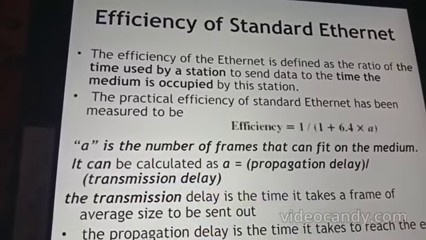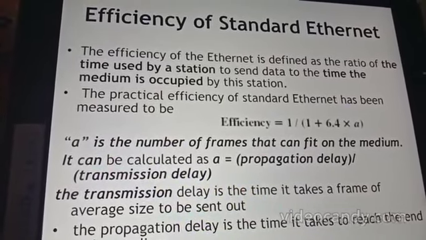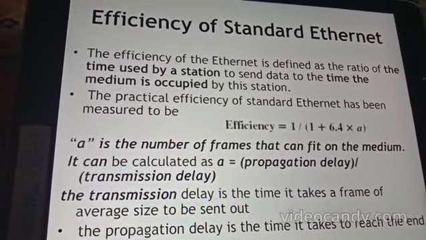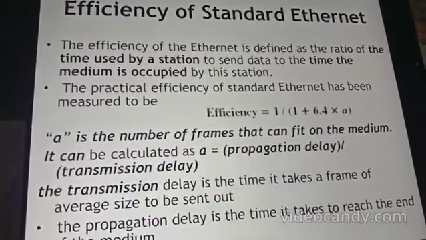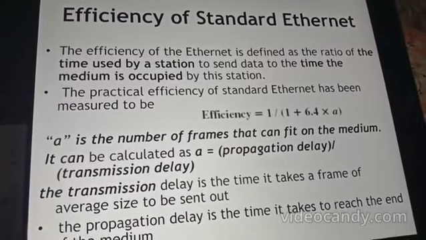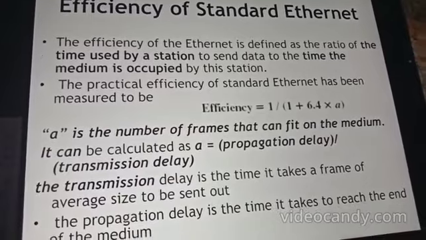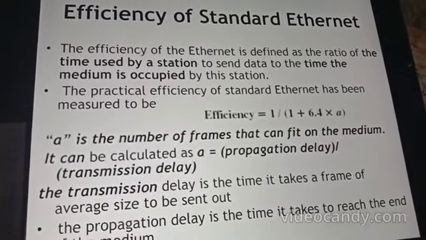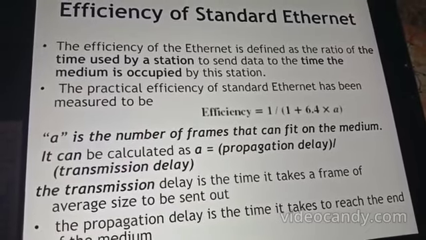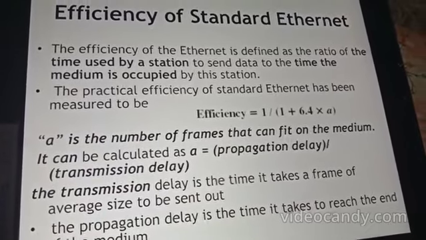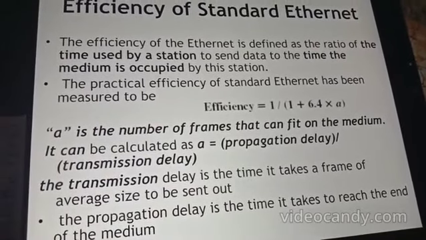Now, how do you measure the efficiency of a standard Ethernet? The efficiency is basically a ratio of the time used by the station to send data to the time the medium is occupied. Say for example, I have occupied the medium for about 100 microseconds, but I have used only 10 microseconds of time to send the information. That means the station has utilized only 10 microseconds. Now what is the efficiency of the standard Ethernet?